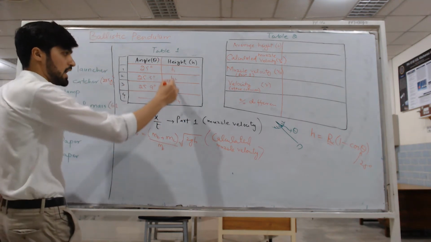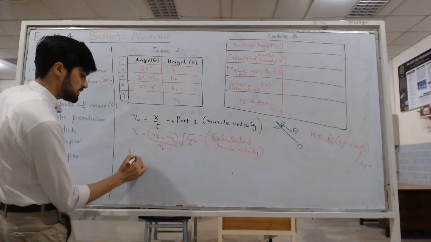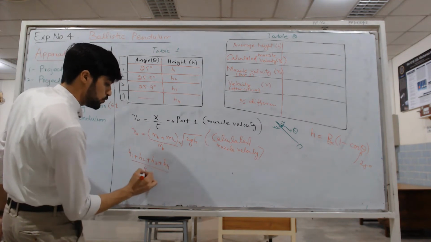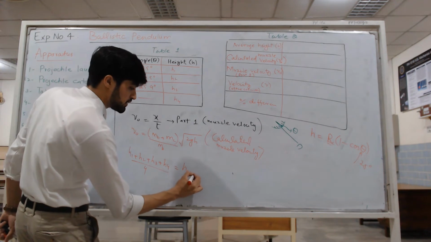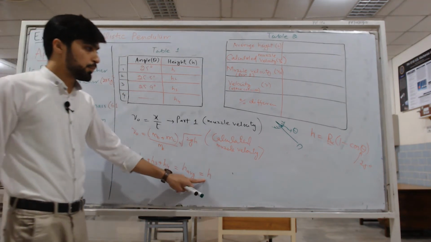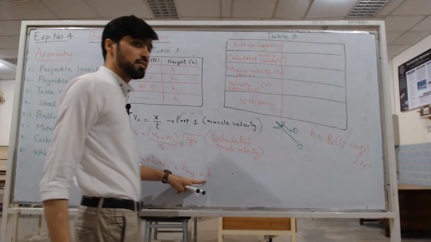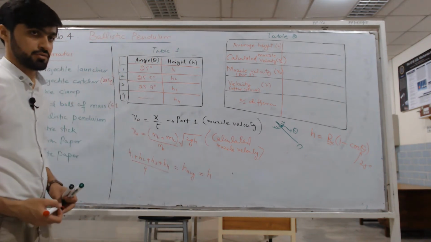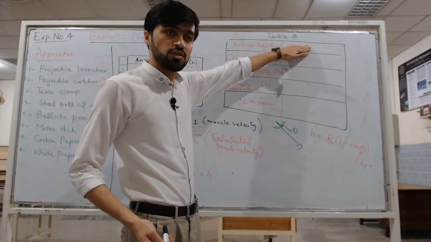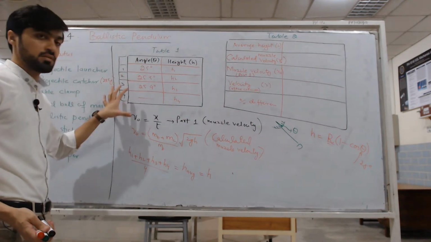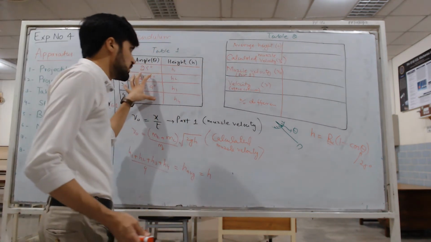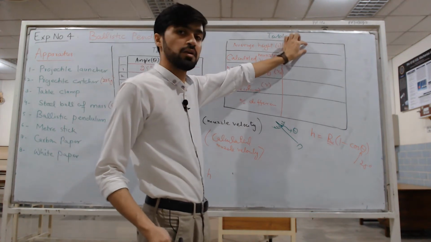Now you will take the average of this: H1 plus H2 plus H3 plus H4 divided by 4. You will get a single H average. Let's call this H average as H. You will need this H in our calculations. Here, you have calculated the average value of H using this table, so you will put the value of H in this table.